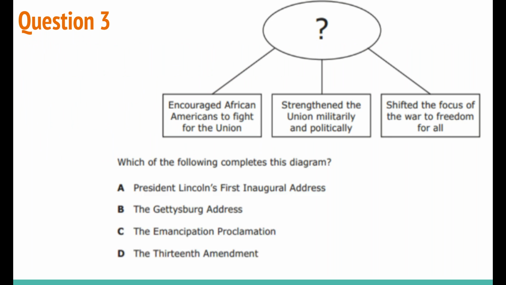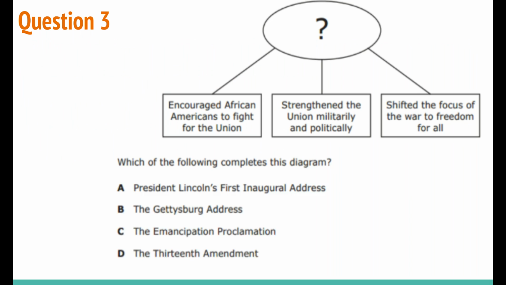Question 3, which of the following completes this diagram? So it says, encouraged African Americans to fight for the Union, strengthened the Union militarily and politically, and shifted the focus of the war to freedom for all. So what made the war about freedom for all, right? Ending slavery and getting African Americans to fight for the Union.